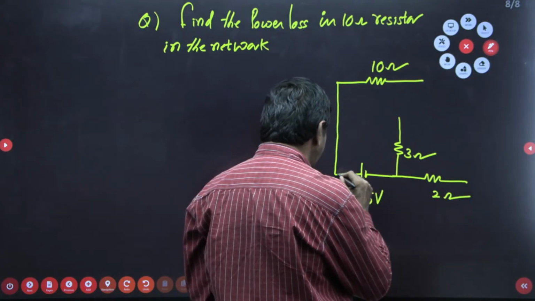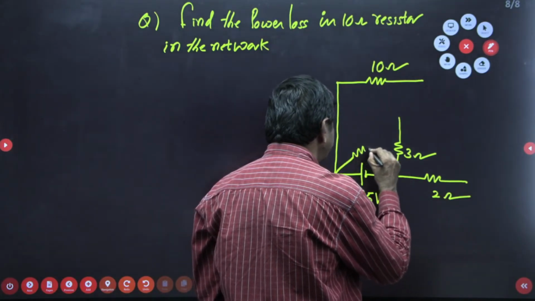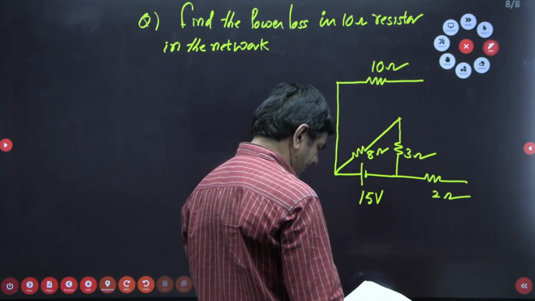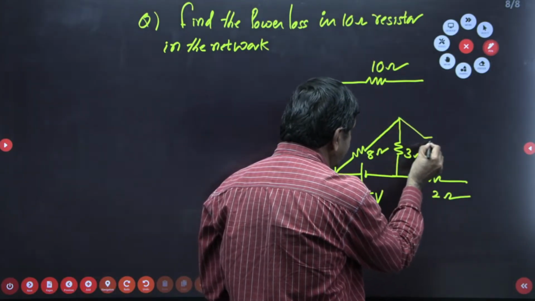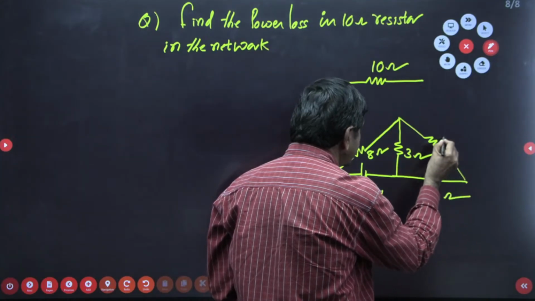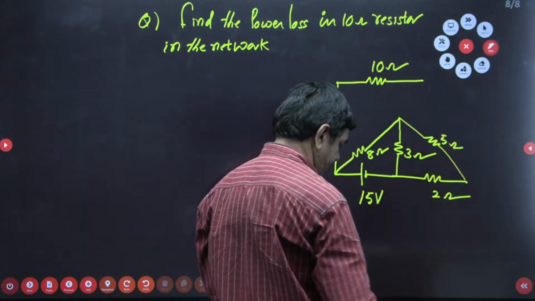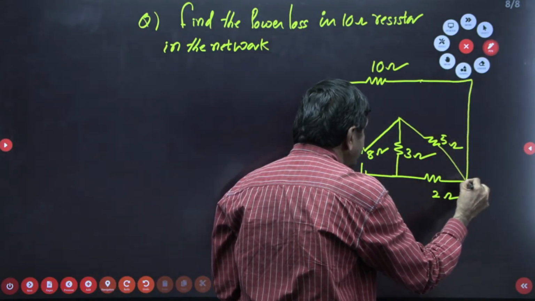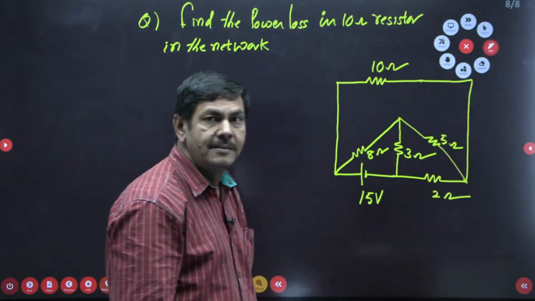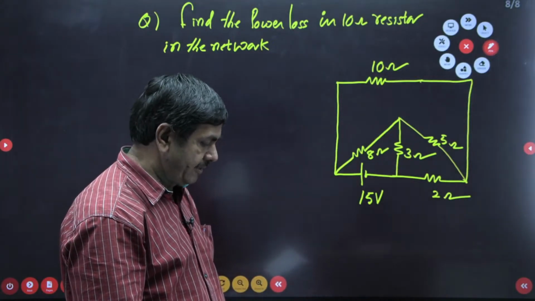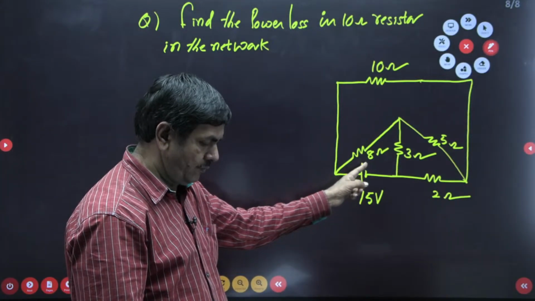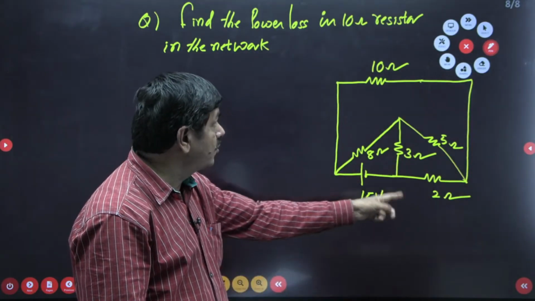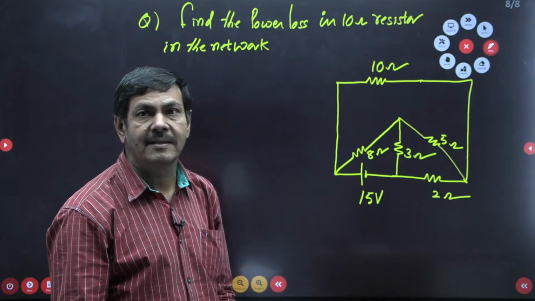And here it is connected with an 8 ohm resistor. And this side it is connected with a 5 ohm resistance. And these are all connected like this. That's all, this is the given problem. I will check the values again: 15 volts and 8 ohms and 5 ohms and 3 ohms and 2 ohms and 10 ohms. Yes, that is the given problem.